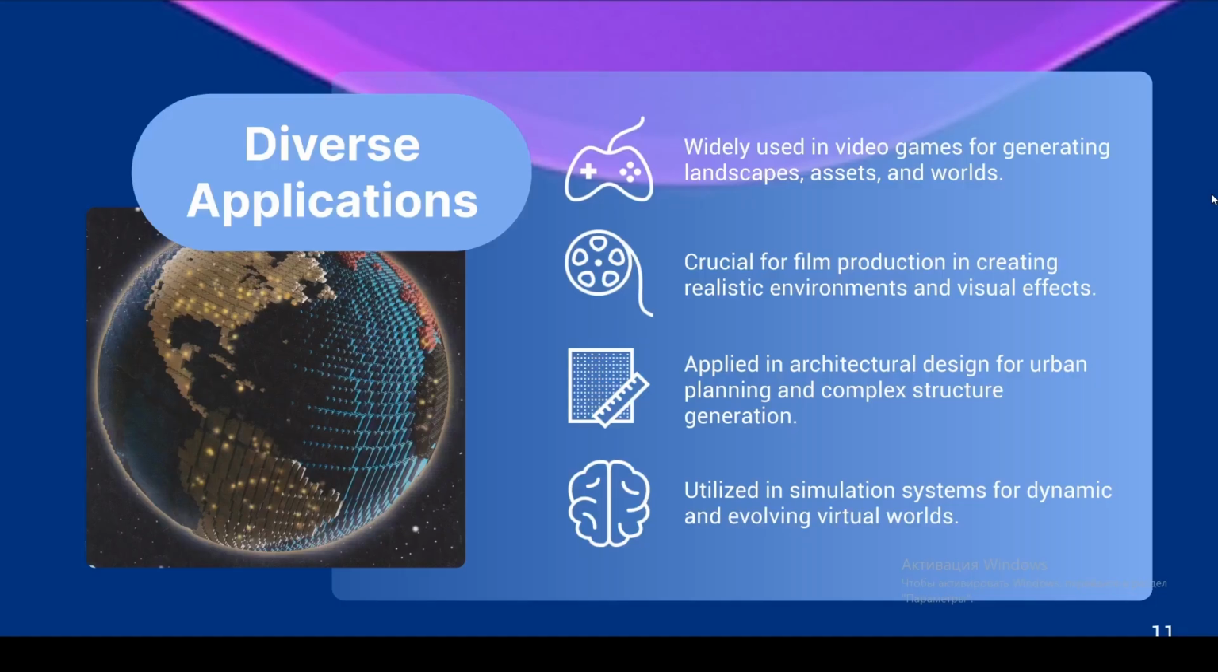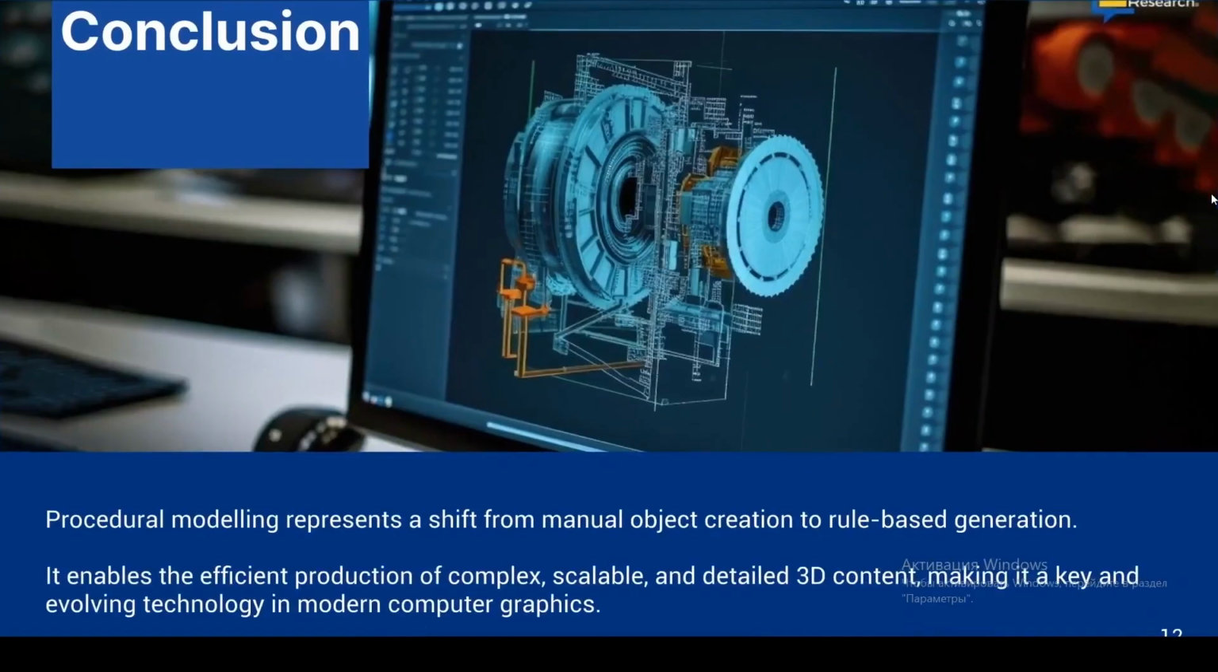In conclusion, procedural modeling represents a shift from manual design to the rule-based generation of 3D objects. This approach makes it possible to produce complex and scalable content in a more efficient way. As digital technologies continue to evolve, procedural modeling is expected to play an even greater role in computer graphics. Its integration with automation and intelligent systems highlights its importance for future development.